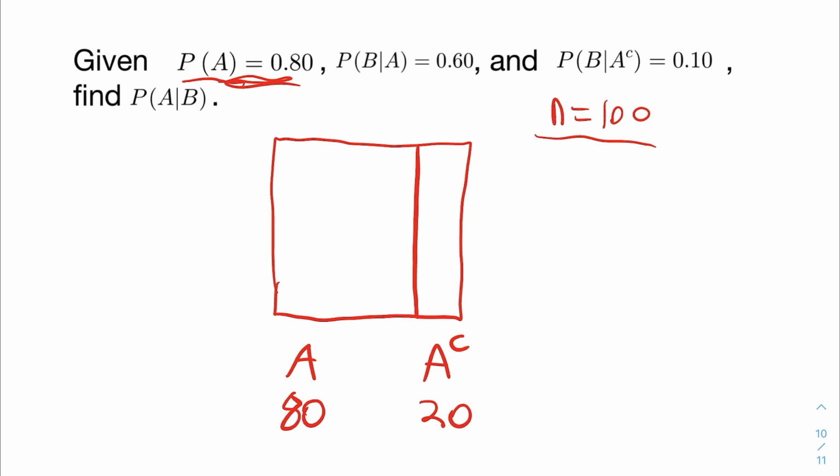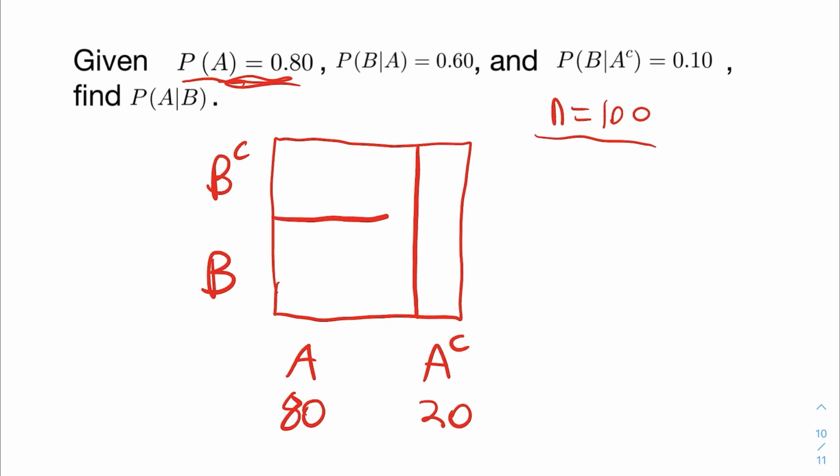All right, so now I'm going to look at the fraction of each group, A and A's complement, that is in B. So I'm going to have B and B's complement form the rows of my mosaic plot. Well, the probability of being in B, given that you're already in A, is 60%. So of the 80 that are already in A, 60% of those 80 are also in B.